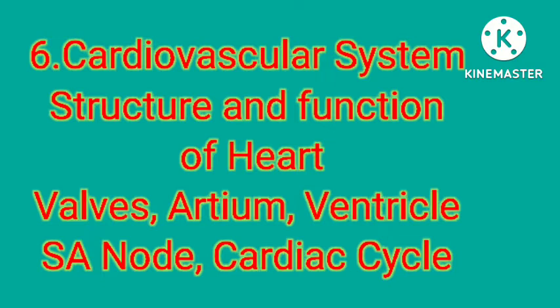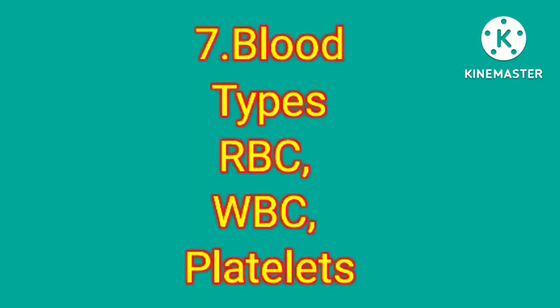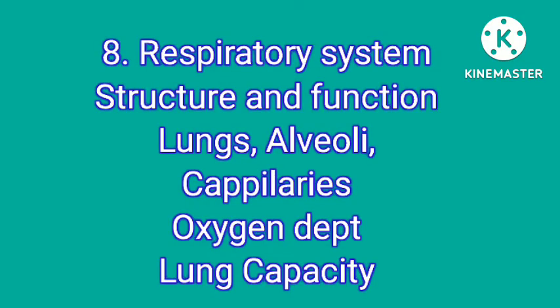Then number 6 sub-unit is blood. What is blood, types of blood. We will also study the RBC, WBC, platelets, and what is the work of blood. The next is the respiratory system. In this sub-unit we will study the structure and function of lungs, alveoli, capillaries, and how to measure the respiratory system, what is oxygen debt, lung capacity, etc. All will be done in this sub-unit.